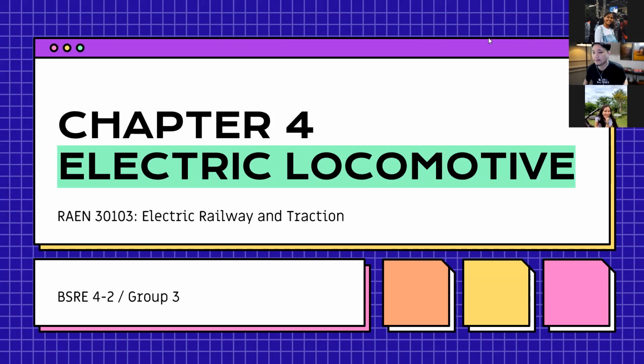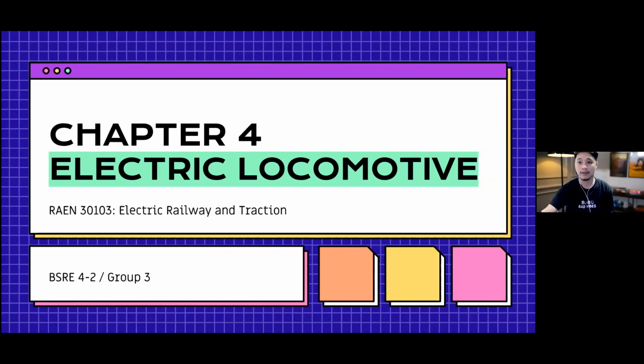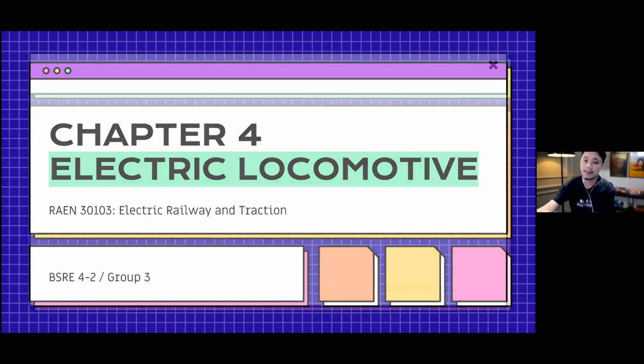Rinig po. Alright, so good evening everyone. We are group number 3 and we will be discussing the electric locomotive. Before, we already discussed different types of locomotives and one of those is the electric locomotive. So tonight we will be discussing it in detail. Next slide please.